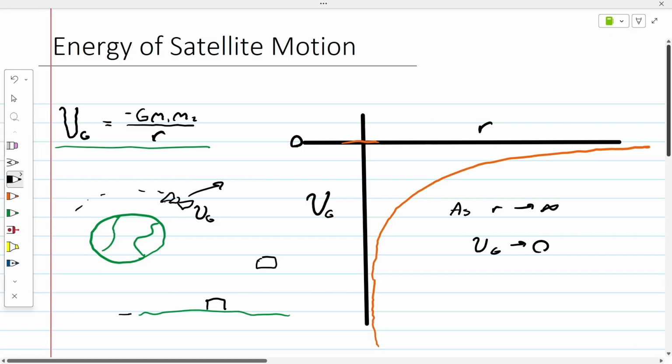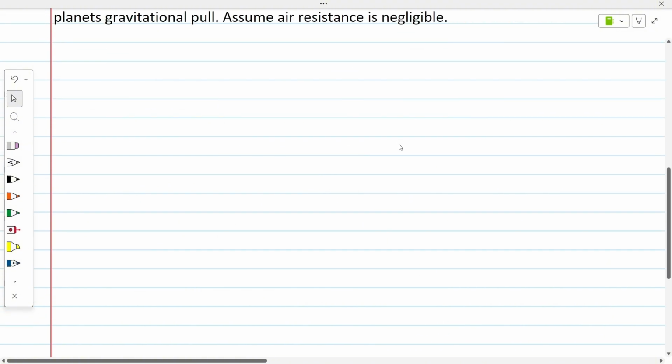But in this case, as the satellite gets farther and farther from a planet, you can think of it as less energy of the planet's pulling it in, so there's less potential for it to speed up and get actually closer to that planet. And so that's why we use that convention. Okay, so let's do an example where we derive this escape speed velocity.